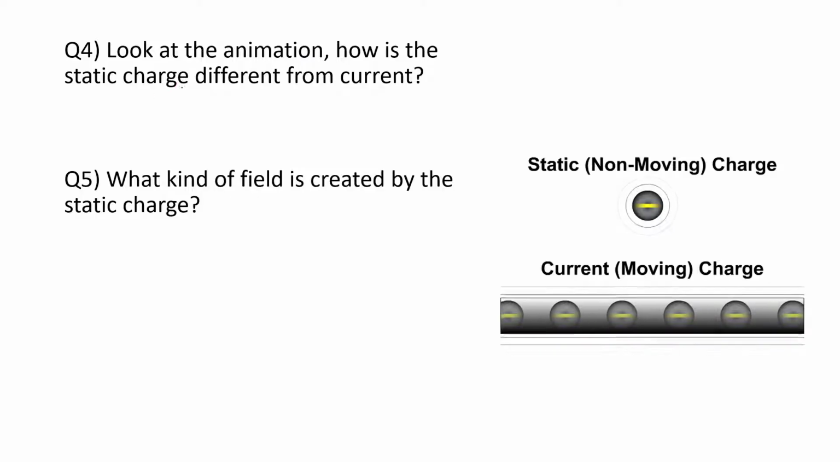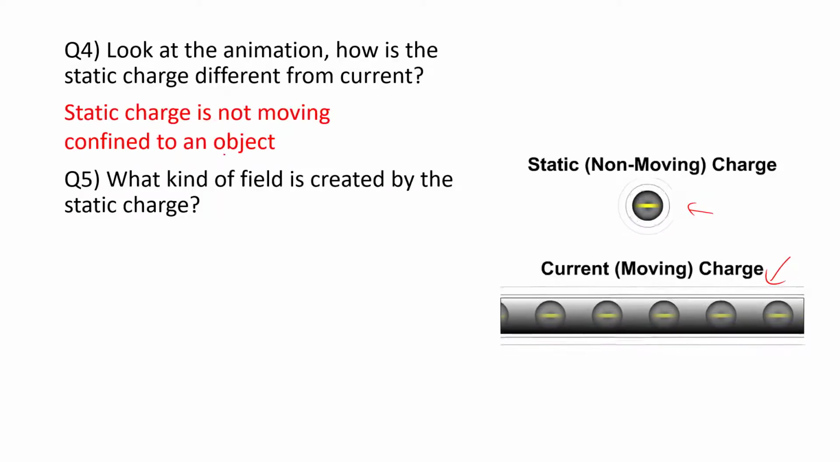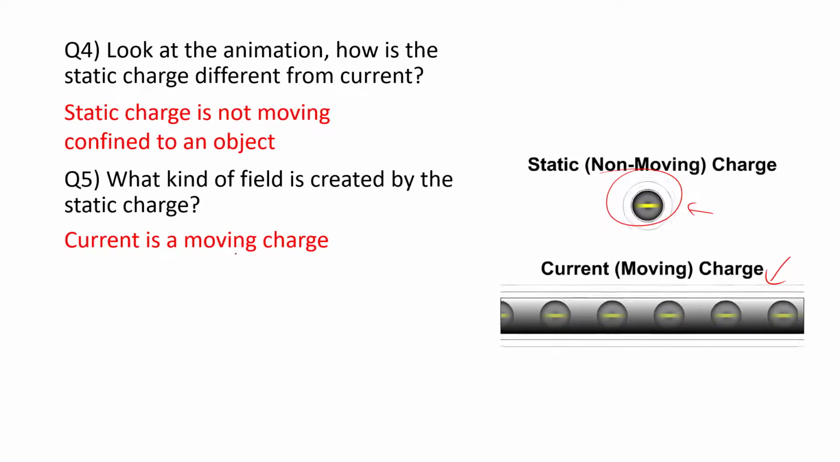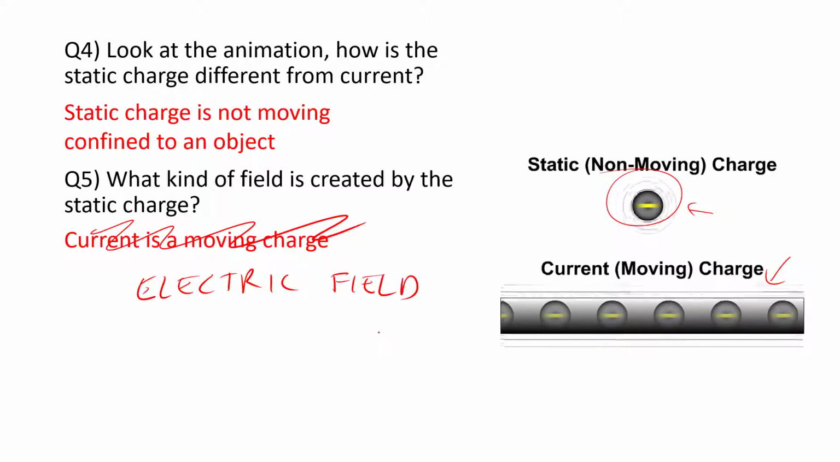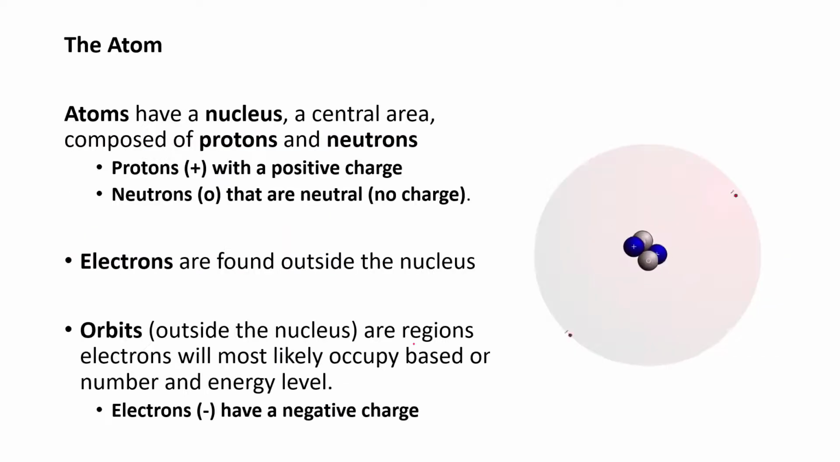So look at the animation. How is a static charge different than a current? What's happening here that's different than right there? A static charge is not moving. It's just confined to that object. And then what kind of field is created by this charge right here? What kind of field is going to be created? An electric field. And then this one right here would have a magnetic field, which is not a question on this slide.